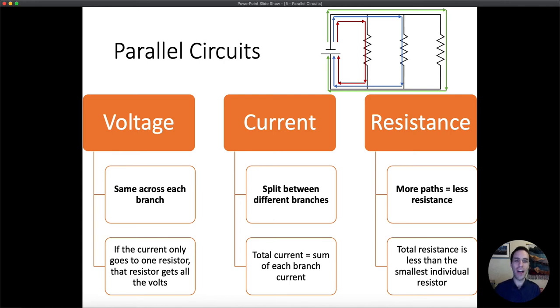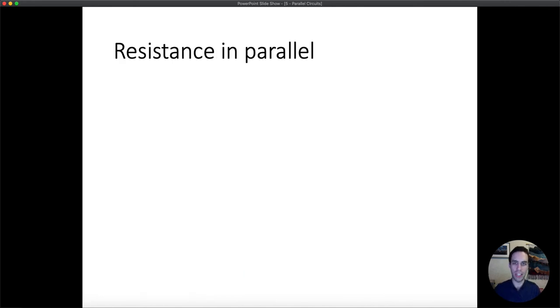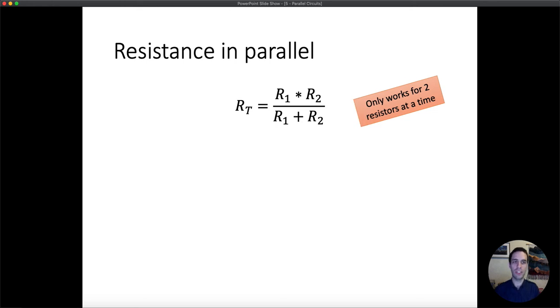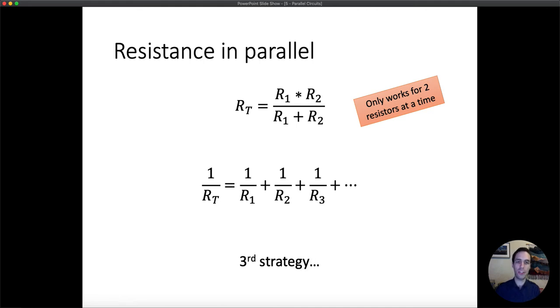So how do we calculate the resistance of a parallel circuit? There are three ways to do it. Here's way number one. This equation will only give you the equivalent resistance of two resistors in parallel at a time. Here's a second equation. This one will work for any parallel circuit, but it gets a little bit complicated. And there's a third strategy which I recommend starting with, and we'll see that when we do a problem in a moment.